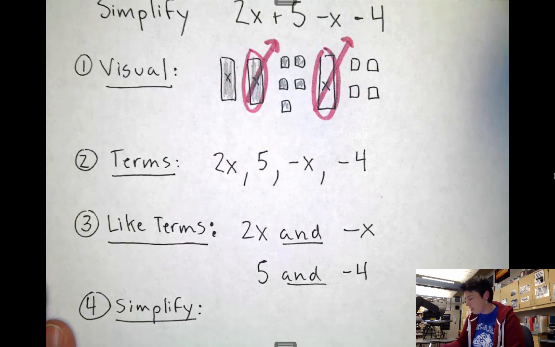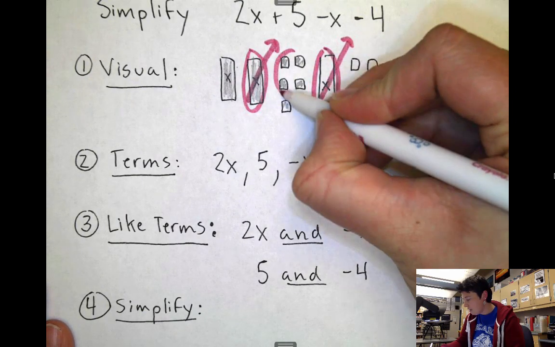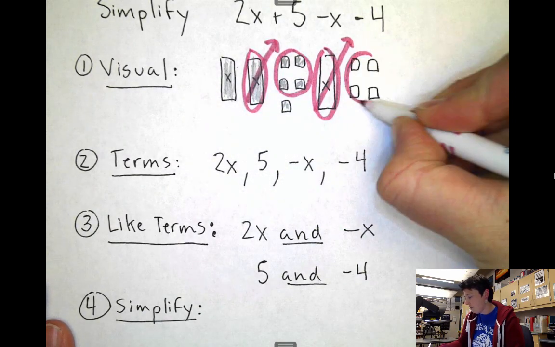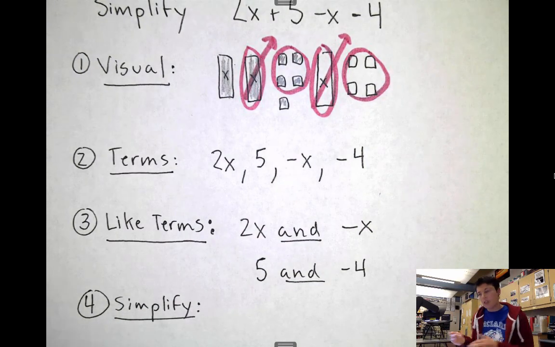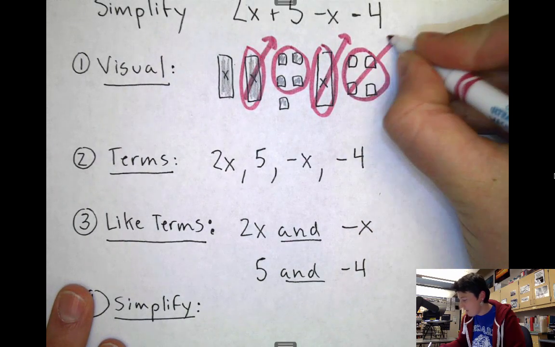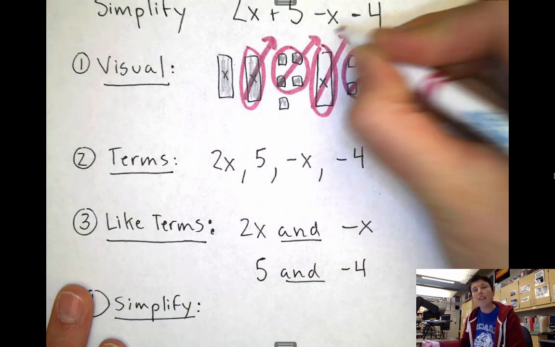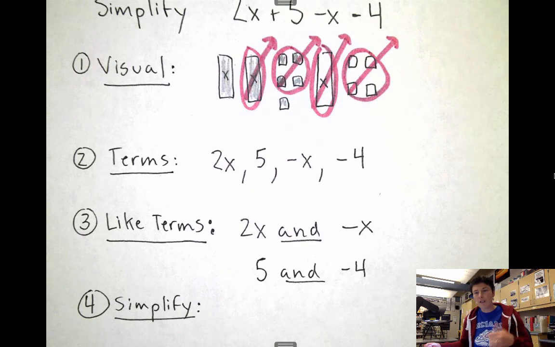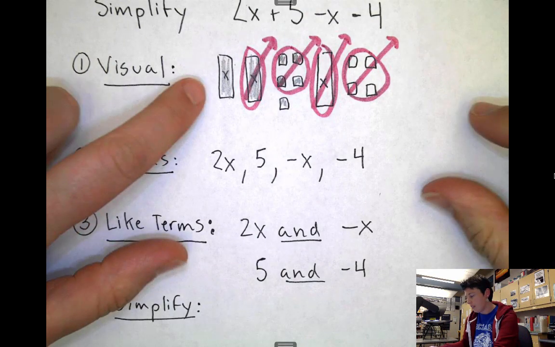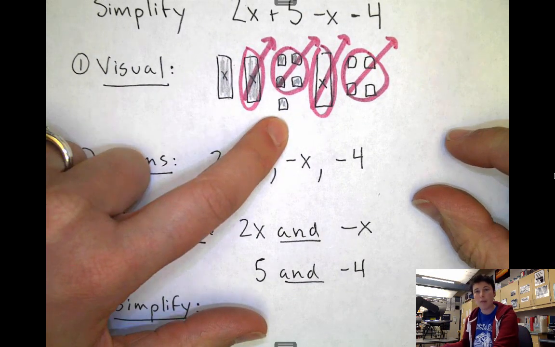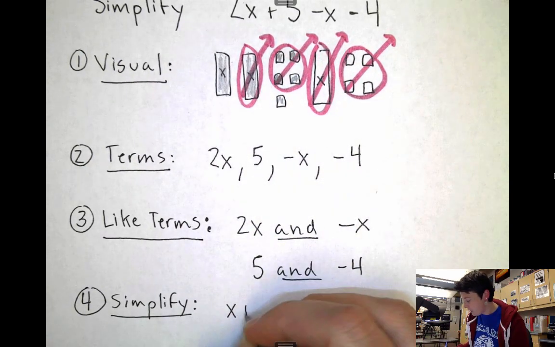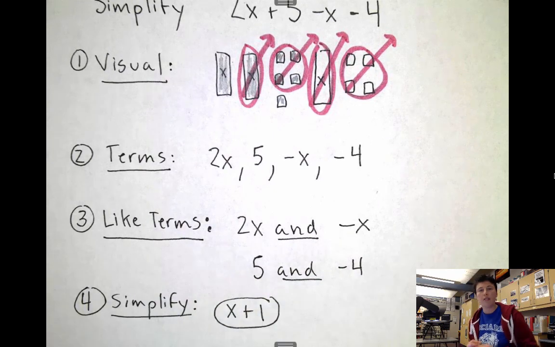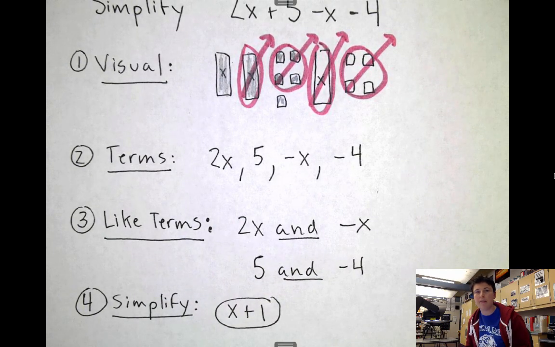I'm also seeing 4 positive units and 4 negative units. When I take 4 positives and 4 negatives and put them together, they cancel each other out. They go away. So if I take all those 0 pairs out, look what's left. The only thing left is an x and a 1. A positive x and a positive 1. So I am left with x plus 1, and that is my answer. All simplified. So I had to get rid of those 0 pairs to make that happen.